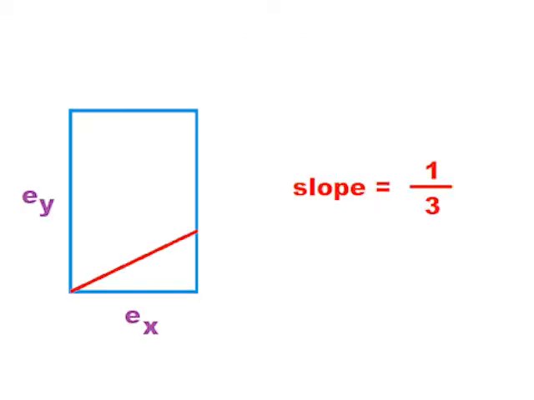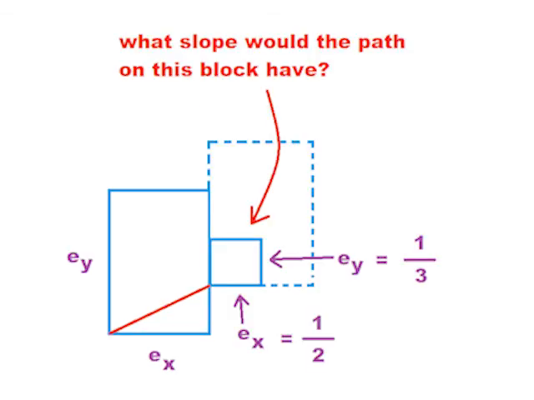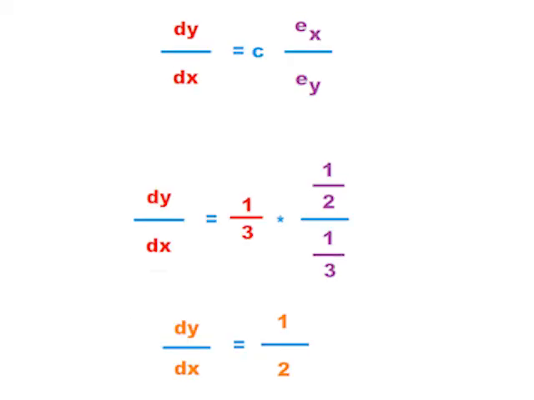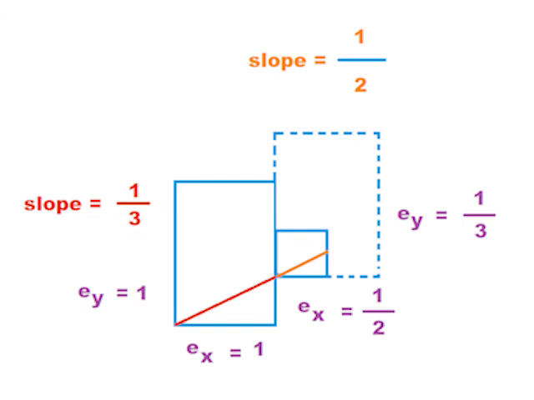For the last example, let's do a fractional dy over dx for the initial block, where the slope is 1/3. And we'll make the block that comes after it smaller instead of bigger, unlike the previous examples. But the same strategy applies. The constant in this case is 1/3. The ex is 1/2 and the ey is 1/3. Plug everything into the formula. We do some algebra and ultimately end up with 1/2. And I think our picture is in agreement.